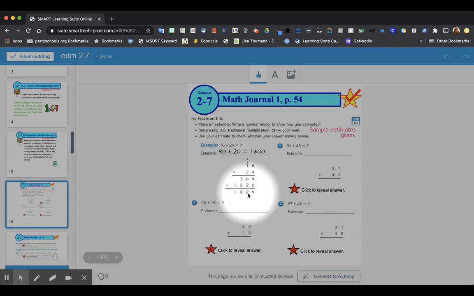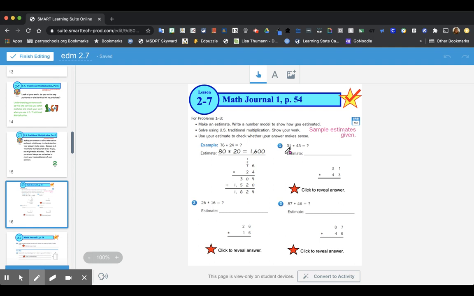So that's 4, 2, 5, and 3 is 8, and then 1. The answer is 1,824. Does that make sense? Is it logical when you compare it to 1,600? Yes, that answer makes sense.